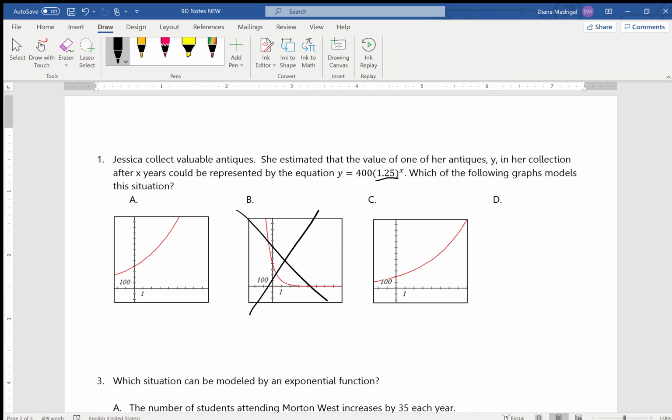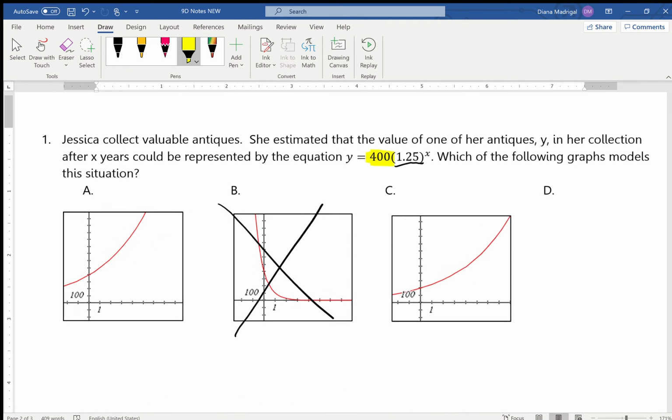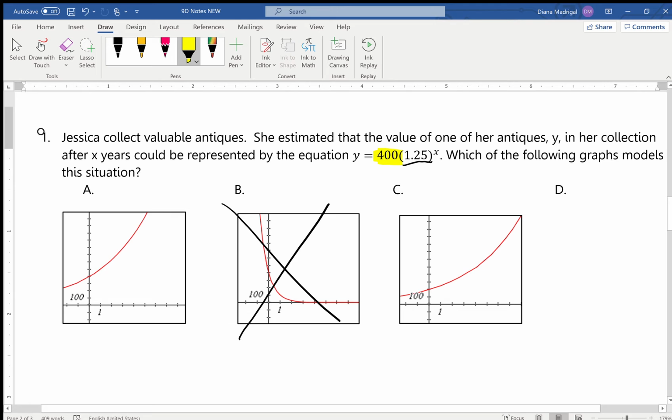Next, don't forget that we focus on an initial value. The initial value is like your y-intercept. Where does the graph cross through the y-intercept? Okay, and it has to cross through 400. If you notice, the graphs are starting at 100. Which of those two graphs, either option A or option C, cross through 400?